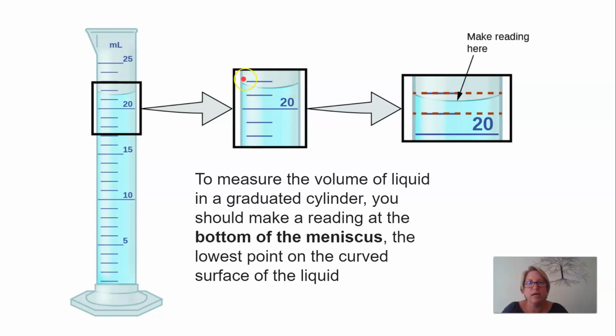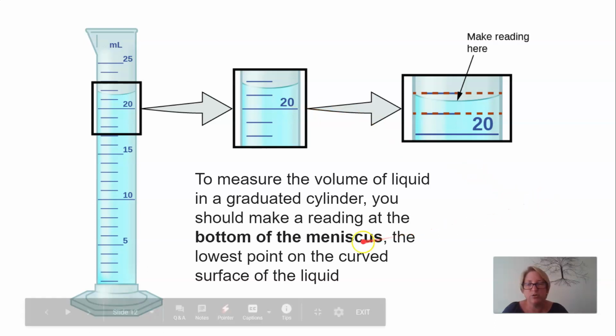So we don't want to take the reading from the top here. So we're not going to take the reading as being 20, 21, 22. So you don't take it from the top there. We are going to take the reading from the bottom line. So we're going to take the reading here. So it looks like it's in between 21 and 22. So the reading in this case is going to be 21.5 mils. So just remember that. That's an important skill to have.